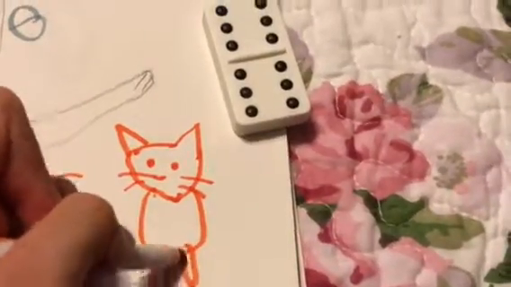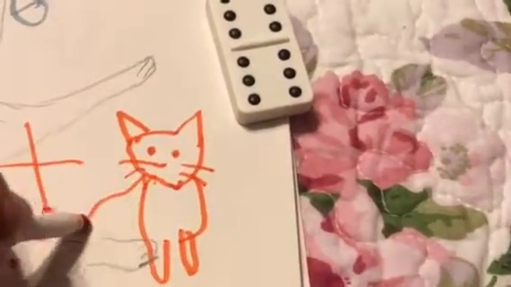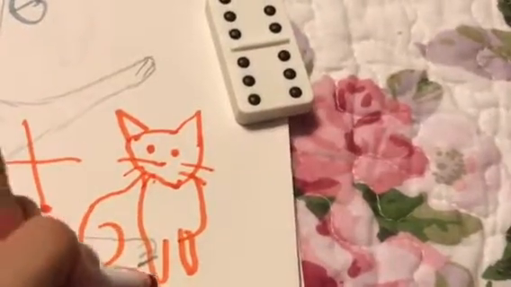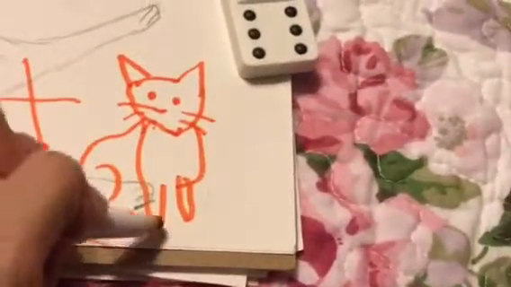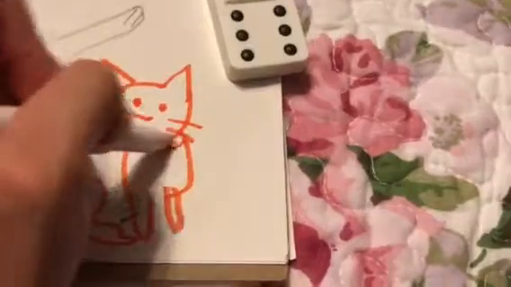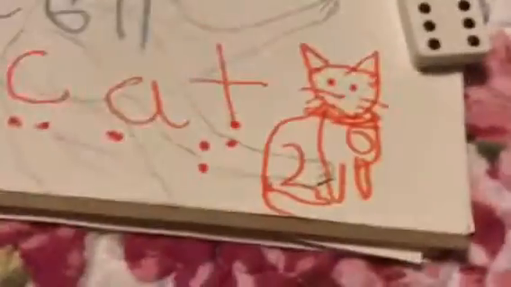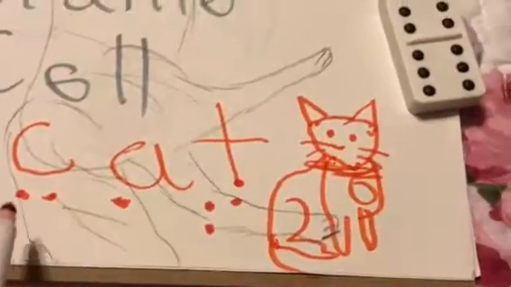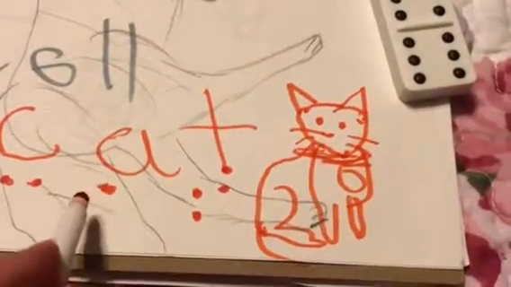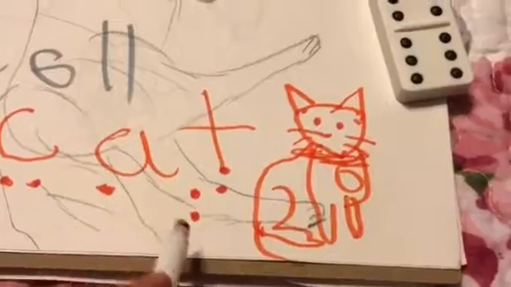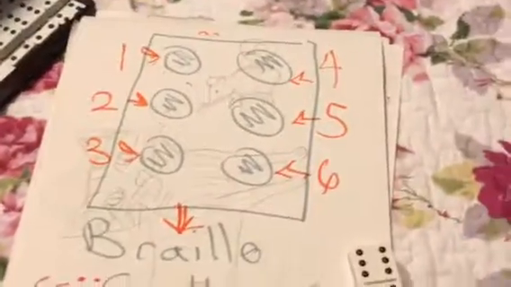Excuse me for my crappy art. I'm sorry. Whatever, you get it. Collar, whatever. So cat: C, 1, 4; A, 1; T, 2, 3, 4, 5. That's essentially how this works.